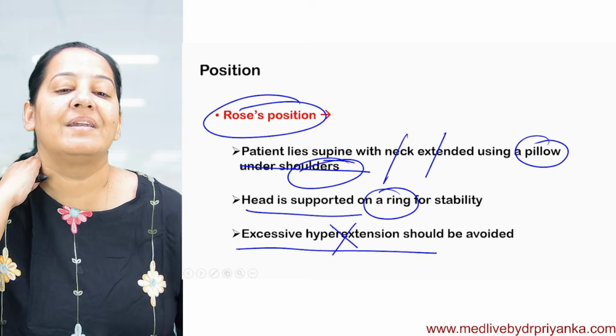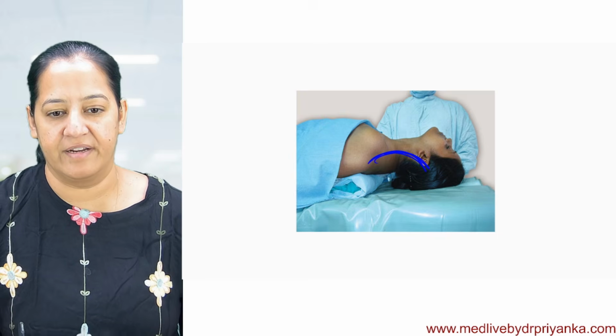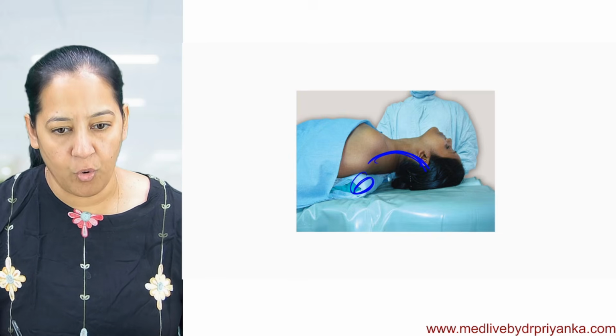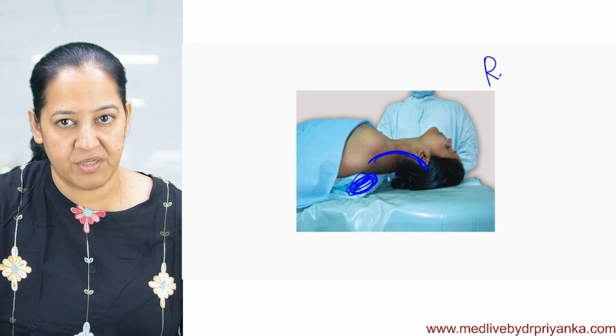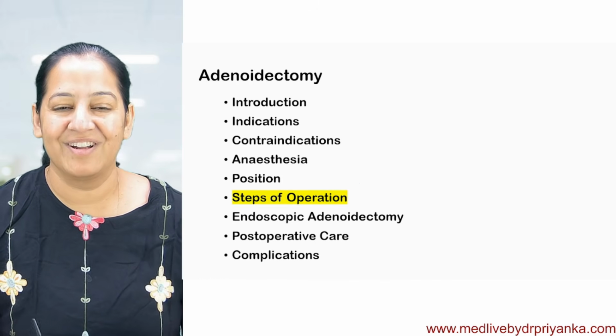The neck should be extended by keeping a pillow just below the shoulder and keeping a ring under the head. See, this position is known as Rose position. Learn Rose position, you get MCQ on that. Now, what are the steps?